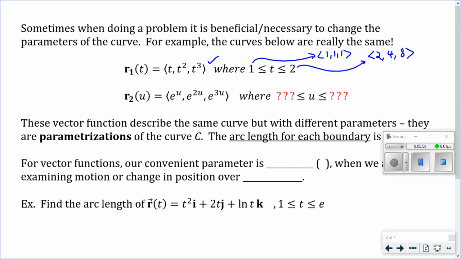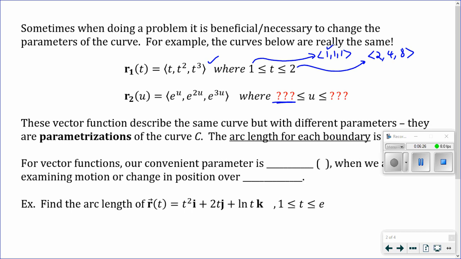This next one is the same in a way. It's e to the u, e to the 2u, e to the 3u, so it's something to the first power, to the second power, to the third power. So it's following the same path really, and let's just figure out what u should be. I need a number to start off with that, when I evaluate it, I get the same as I got up here.